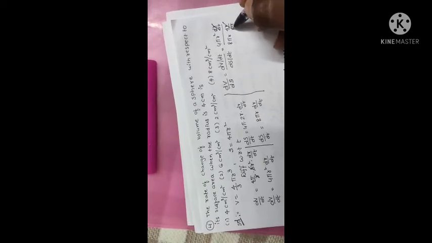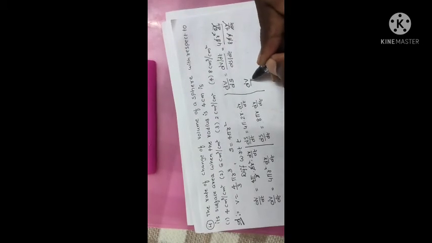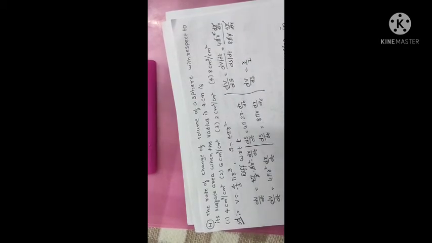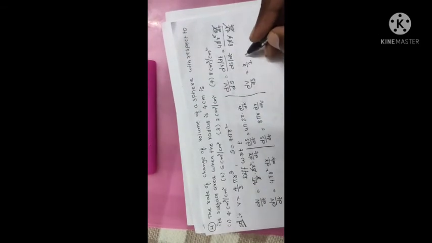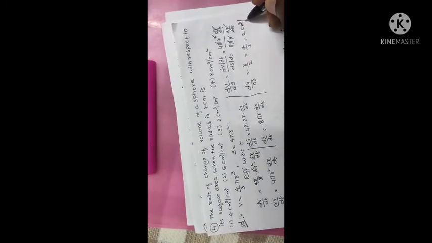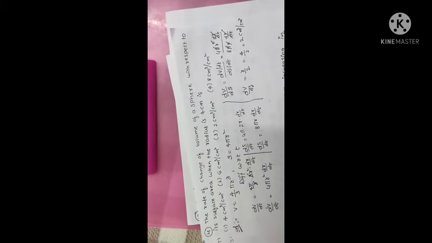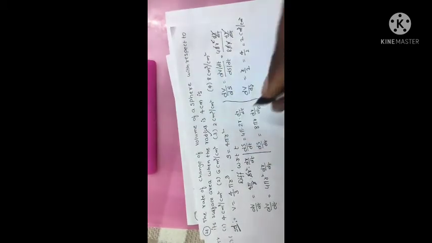Now dr by dt, pi cancels, 4 and 4 cancel, square and r cancel. Then what will we get? dV by dS equals r by 2 is the final conclusion. But the radius is already given as 4, then 4 by 2, that is 2. Volume units is centimeter cube and surface area is centimeter square. Then 2 centimeter cube per centimeter square. That is the answer for question number 3.